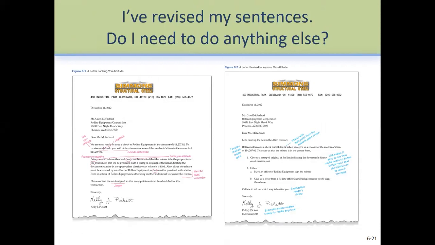Consider the letter in figure 6.1 at this point. Okay, I'm going to use the marker here to explain it in an easy way. This is figure 6.1. We have a letter, which is an example. Consider the letter in figure 6.1, as the red marginal notes indicate.